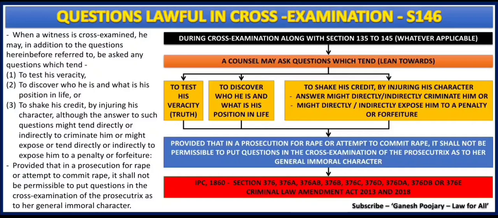The proviso is basically very simple here. In a rape case, when I say rape case, Indian Penal Code 1860 section 376 and all the amendments that came via the Criminal Law Amendment Act 2013 and 2018, that is 376A, 376AB, 376B, 376C, 376D, 376DA, 376DB or 376E.